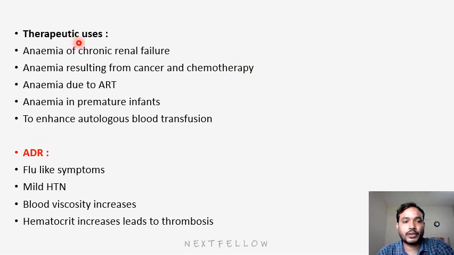So what are the therapeutic uses? Therapeutic uses of erythropoietin are anemia of chronic renal failure, anemia resulting from cancer and chemotherapy, anemia due to antiretroviral therapy, anemia in premature infants, and to enhance autologous blood transfusion. Also, we use these drugs.